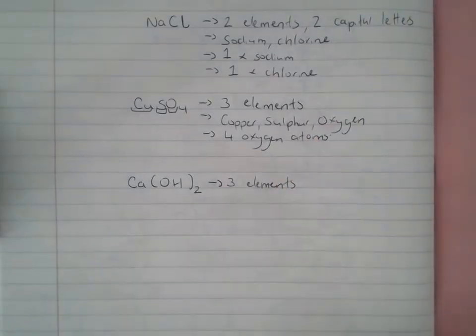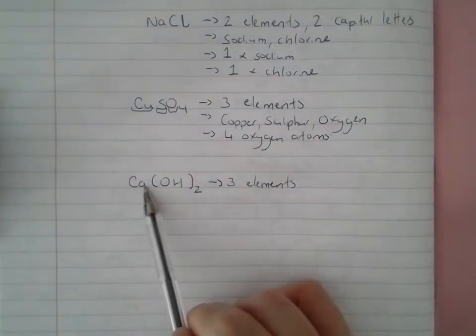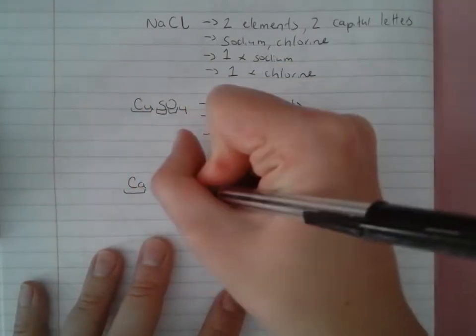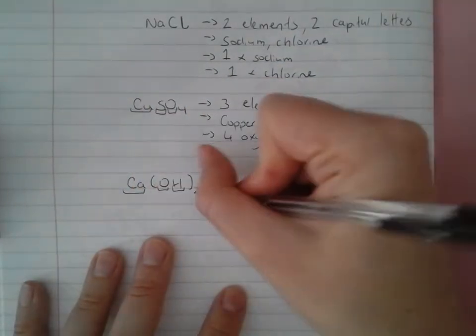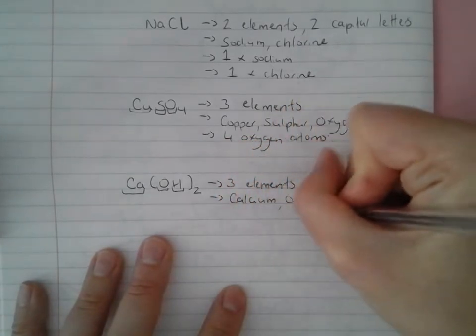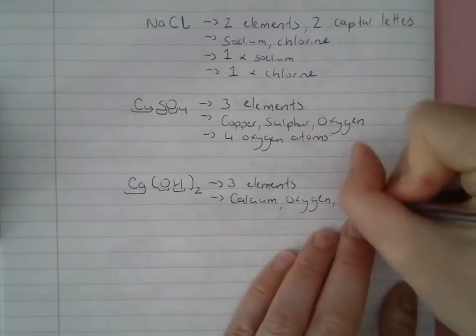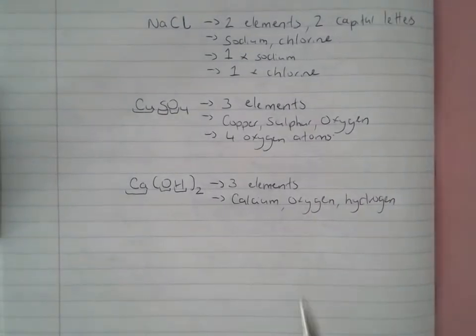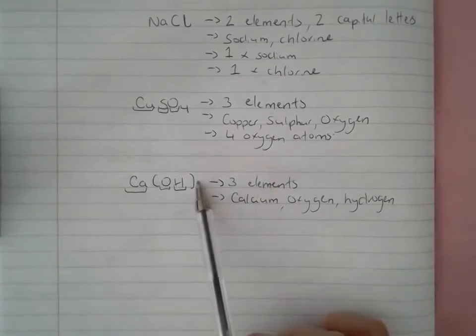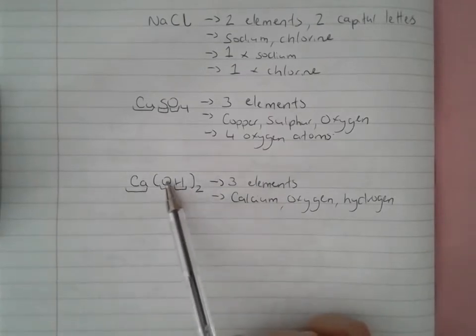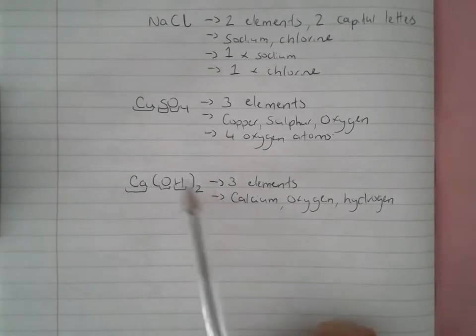To find out which ones they are, I'm going to look up capital C and small a on my periodic table. Then I'm going to look up my capital O. Then I'm going to look up my capital H. The Ca is calcium, and the O and the H we've had already, so we know they are oxygen and hydrogen. This time, when I'm looking at the number, I see that the number comes after a bracket. And what this means is that every element inside the bracket is multiplied by the number outside the bracket.